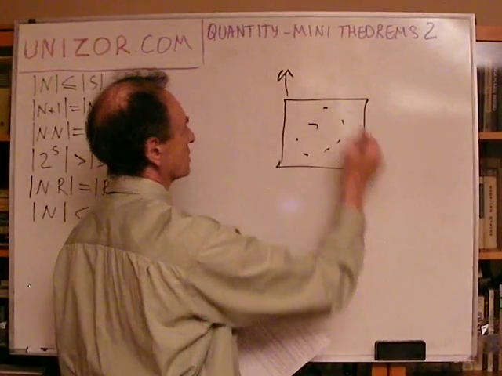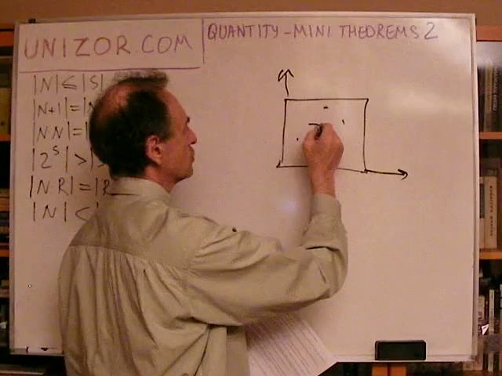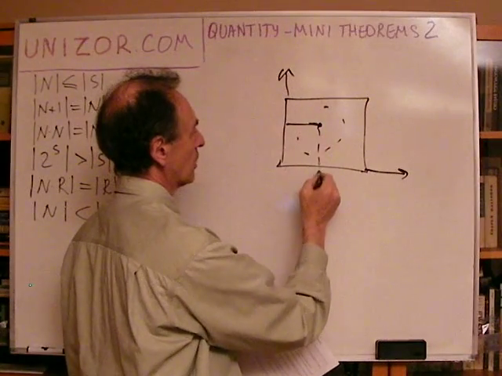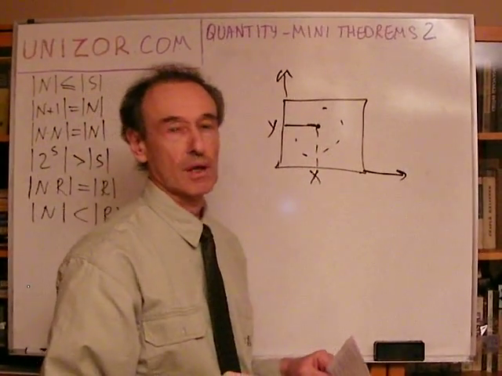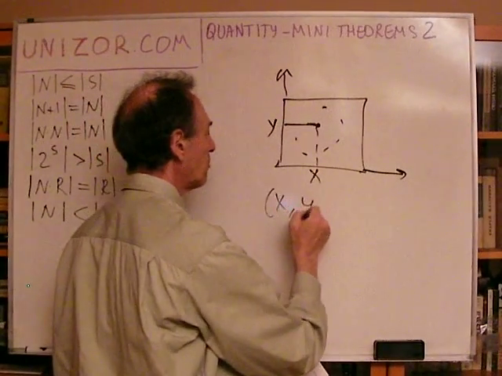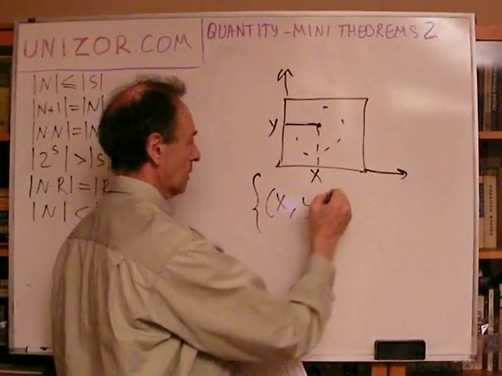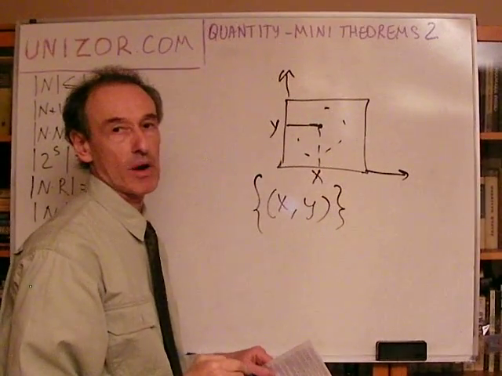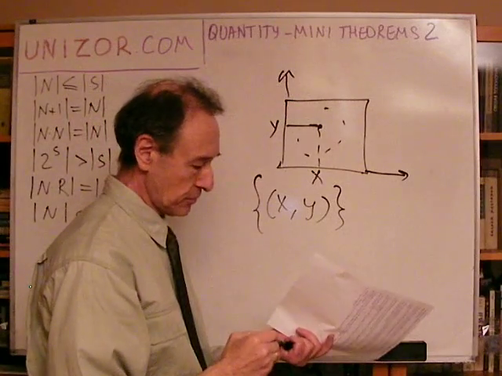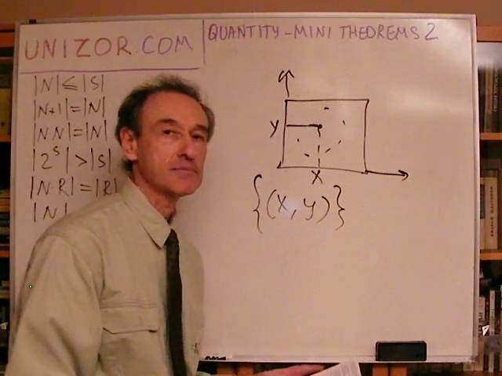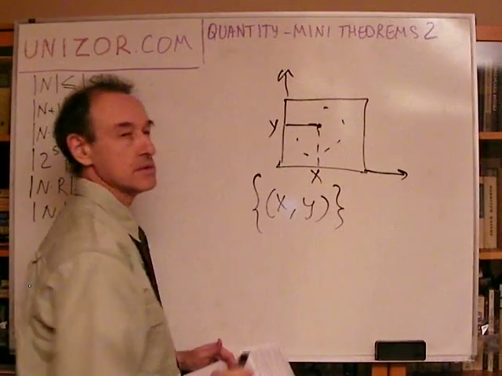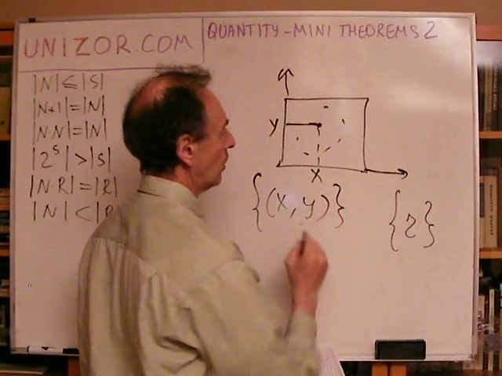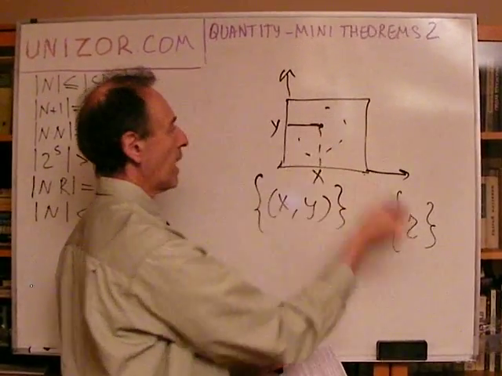If this is a system of coordinates, then each point here can be represented as two numbers, x and y. So what we are talking about, the number of all pairs of x and y, is the number of points inside the square. Now, how can I prove that there is a one-to-one correspondence between these points and points which have only one coordinate, let's say x or y or whatever?